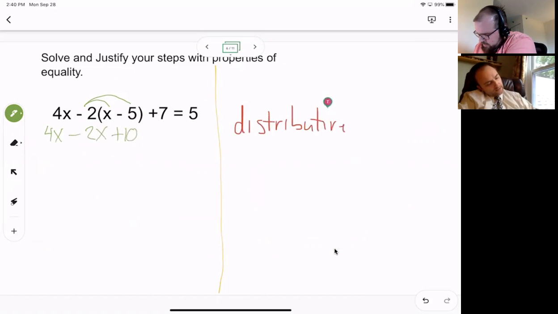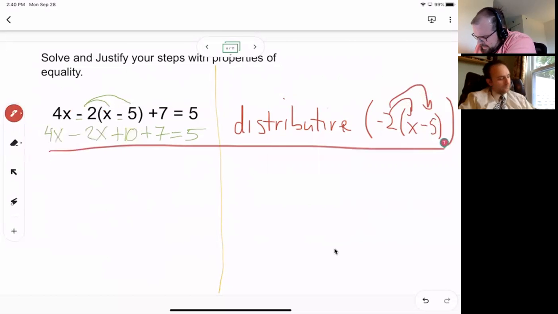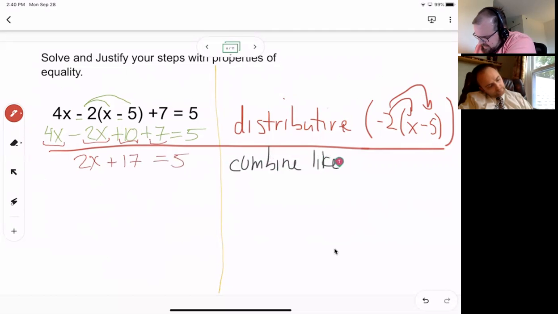I'm going to be real careful because -2 times -5 is +10. All right, I feel pretty good about that. I'm then going to do the same exact thing that you did in the previous one. I noticed that 4x minus 2x I can combine to make 2x, and 10 plus 7 I can combine to make 17. I'm going to keep the 5 on the other side and make that go like that. Cool, and that is combining like terms.